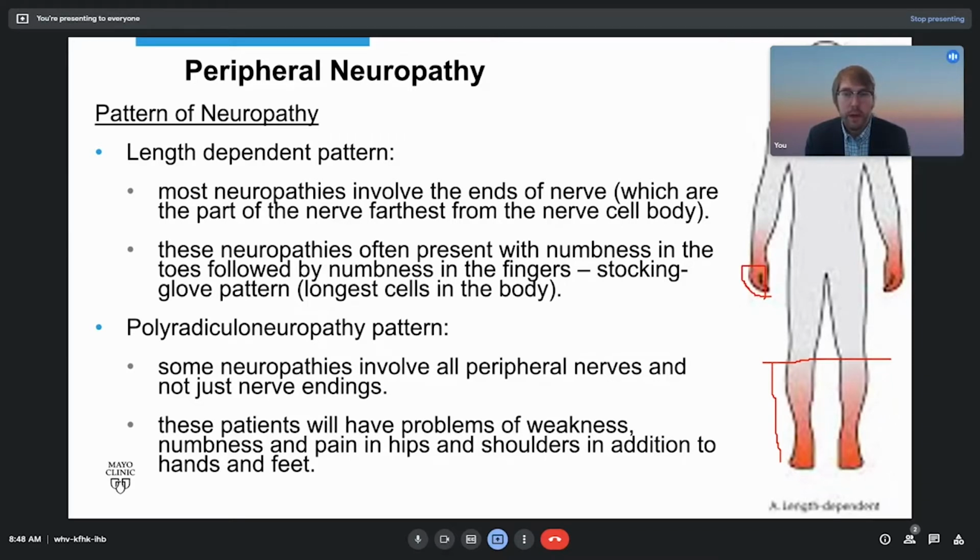But there are many other types of neuropathies. Length-dependent neuropathy is not the only type, and there are non-length-dependent neuropathies such as a polyradiculoneuropathy, which means that all of the nerves are being affected along the entire course, no matter what length of the nerve. And so this would cause someone to have weakness, numbness, and pain in the hips and shoulders in addition to the hands and feet.